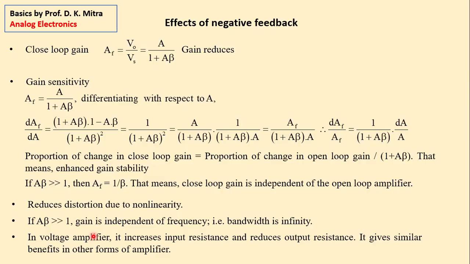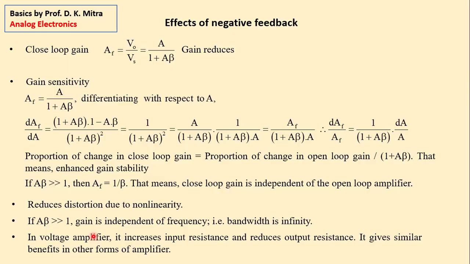Now say for a current amplifier, where input is current and output is current, the input resistance should be very low and output resistance should be very high. Now with feedback, if you have a feedback current amplifier, then input becomes very low and output becomes very high automatically. Now, this is a lengthy process.